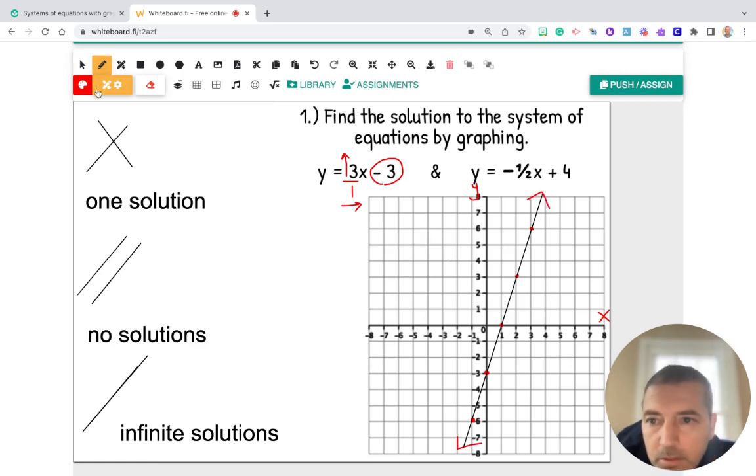The second line, let me change the colors here. It's telling me to start at +4 on the y. So +4 is up here. Always start on the y, not the x. And the fraction is -1 over 2. Remember, the top number tells me to go up or down. Since it's negative, it's telling me to go down 1. And the bottom number always tells me to go right. So it's telling me to go down 1 and right 2.